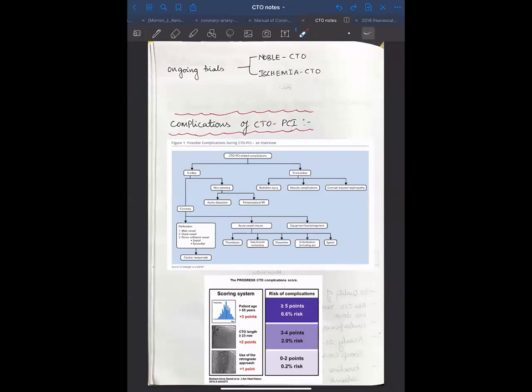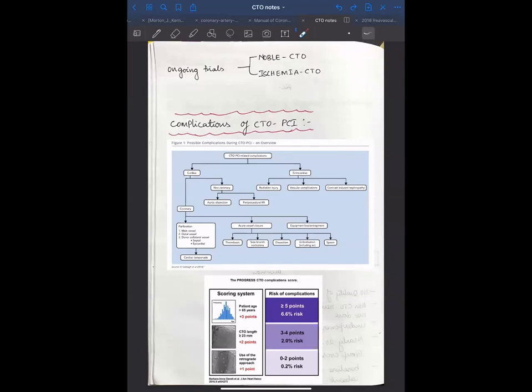But you are justified in revascularizing to improve the symptoms. Again, not to prevent any MACE or death. As of now, we don't have benefit data for that yet. Okay.